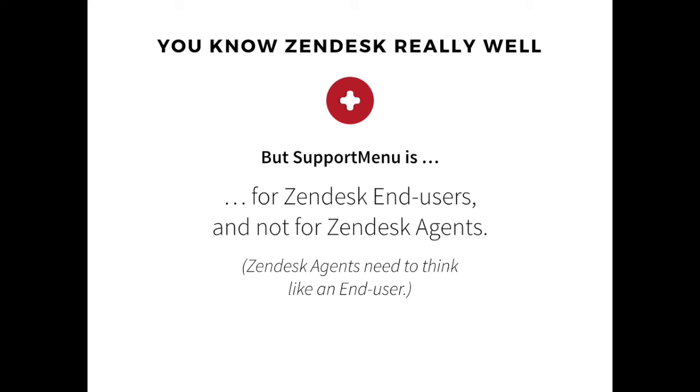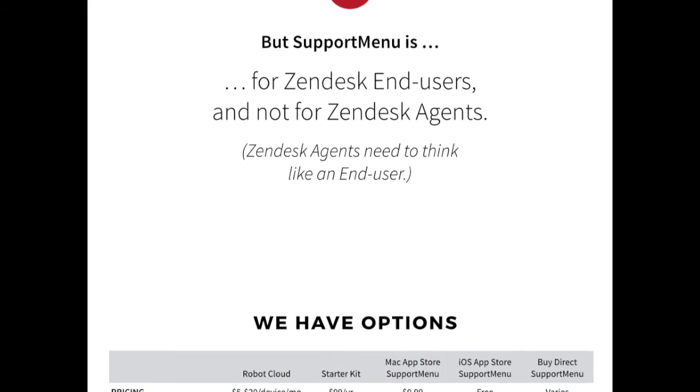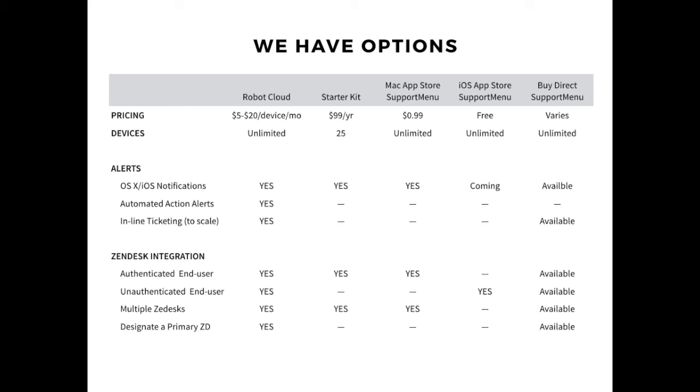I don't want you to have a conversation with someone and say, "Hey, yeah, you should use this," and I don't want to overcomplicate it, but there are various options or levels. Robot Cloud, which I talked to you about today, in the first column, includes everything. Starter Kit is a little more limited. You can also buy the Mac App Store version of Support Menu, which has Zendesk integration and customization, but of course it doesn't have actions because there's no Jamf included. It doesn't have inline ticketing. There are features missing, so just because you see Support Menu doesn't mean you're going to get everything that I just talked about here.